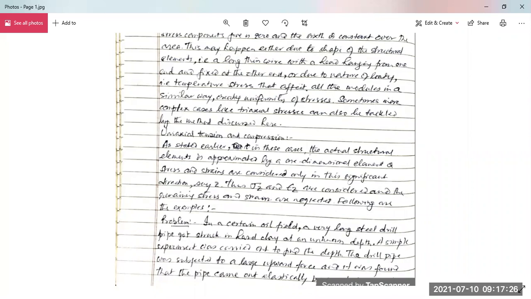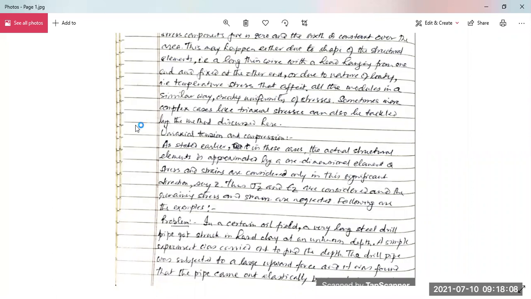The drill pipe was subjected to a large upward force, and it was found that the pipe came out elastically by 1 meter and elongated by 0.004 meter in a gauge length of 20 centimeter. Assuming the pipe to be of constant area, we find the depth of the clay, neglecting other resistance offered by the surrounding earth.